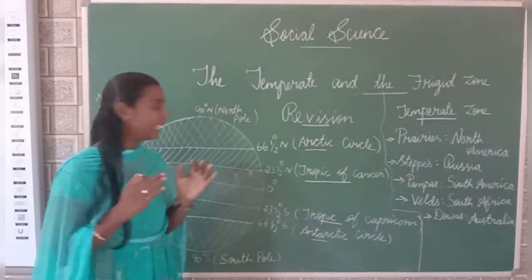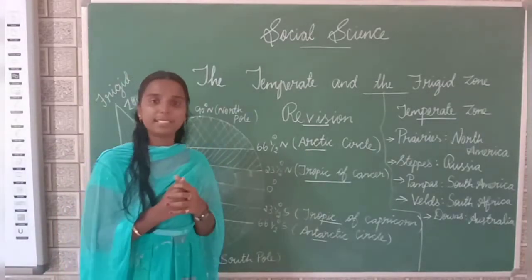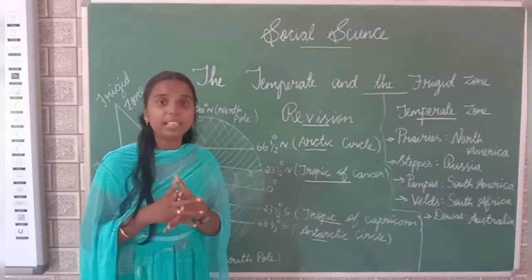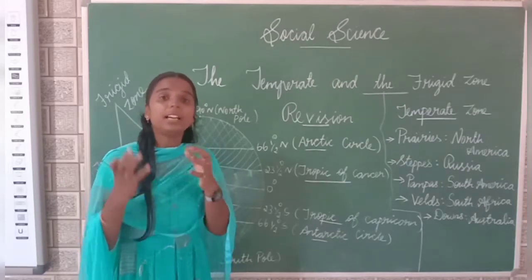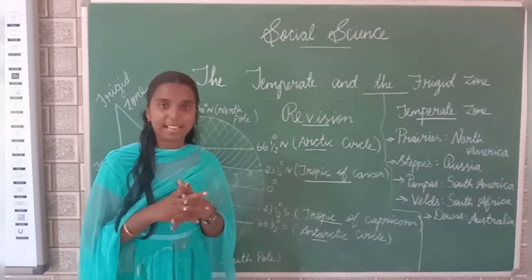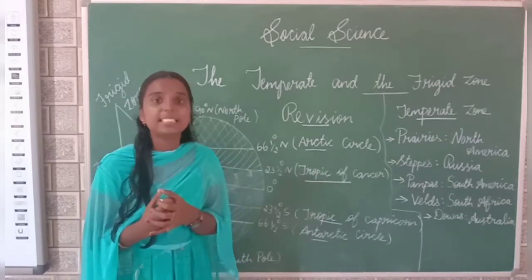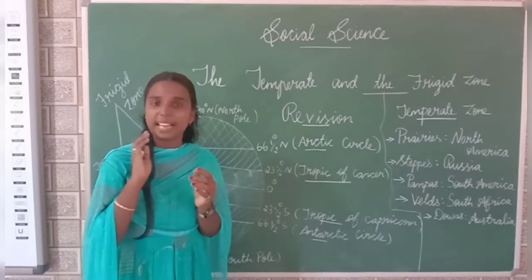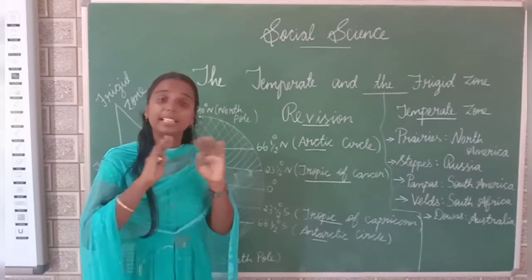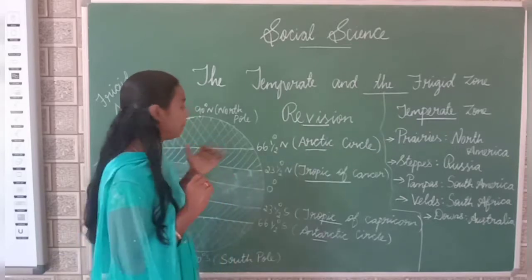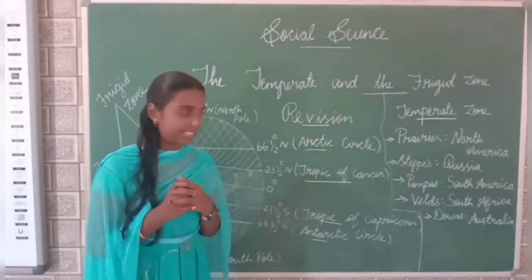So what are the other important features of the temperate zone and the frigid zone? What can we see in the temperate zone? Yes, in the temperate zone there are grasslands, right? The temperate zone is mostly covered with grasslands. So what are grasslands? A large area that is fully covered with short and soft grass, right? So in the temperate zone we can see more grasslands, okay?